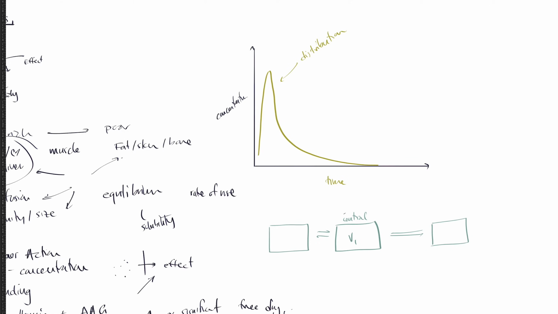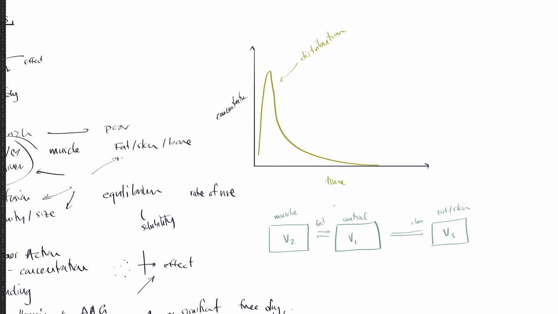And so we can have V2 and V3. And so often we might describe that this might be, let's say, muscle or relatively fast equilibrating tissue. And this might be, let's say, fat or skin. And this might be very slow equilibration. This is relatively fast.